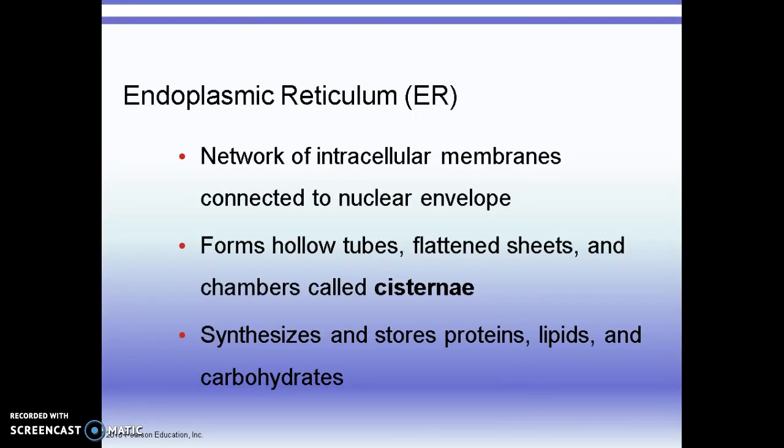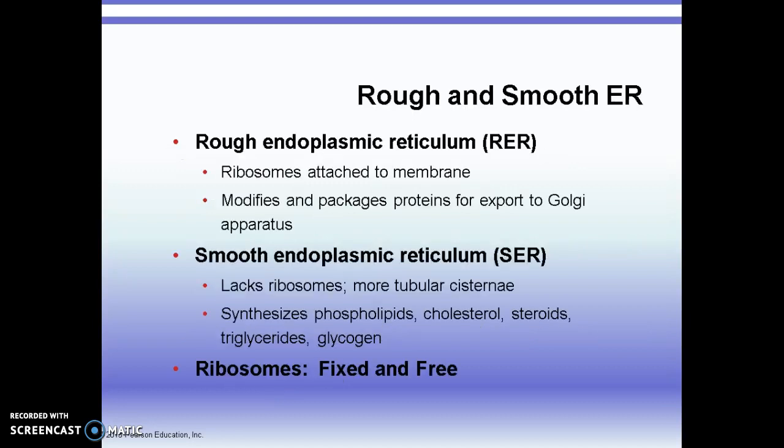The endoplasmic reticulum is tubes or chambers, and it's important for the synthesis and storage of proteins, lipids, and carbohydrates. Rough ER is for protein production because the ribosomes make the proteins. Smooth ER is for carbohydrates and lipids.